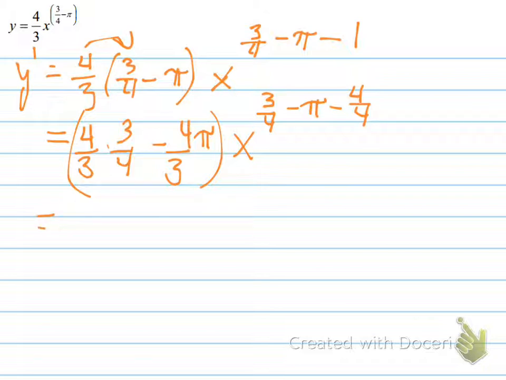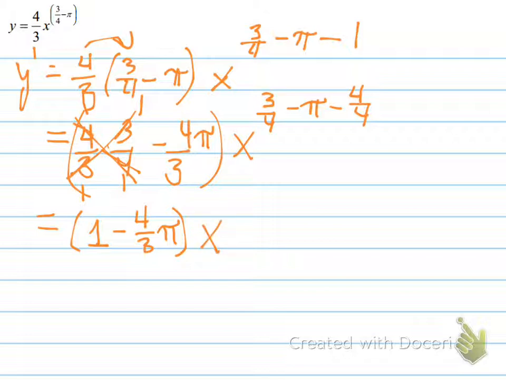So, what do I get from here? I see that both of these reduce to 1, and both of these reduce to 1. And 1 times 1 is 1. So in the front, I would have 1 minus 4/3 pi. These numbers here do not reduce to 0. They reduce to 1 times x to the negative 1/4 minus pi.